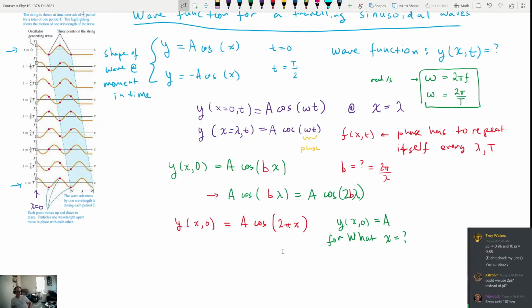I asked you all to look at this function right here, y of x comma 0. That's why there's no t in here, so it's really just a function of x. And we said that a times the cosine of 2 pi x, for what values of x does this quantity equal a? What did you all figure out? There's more than one answer.